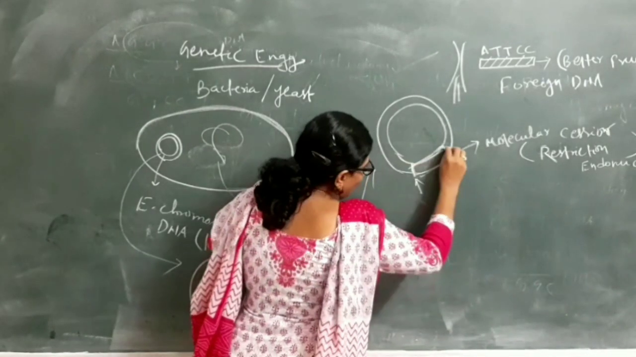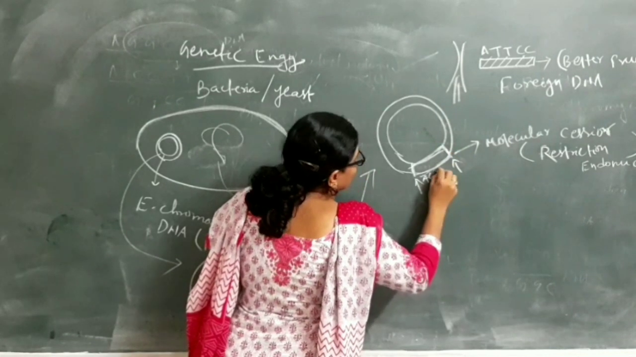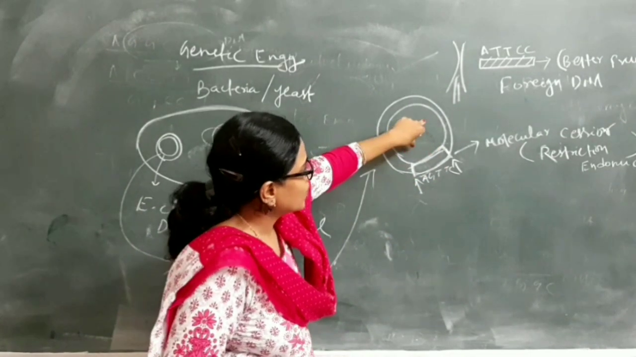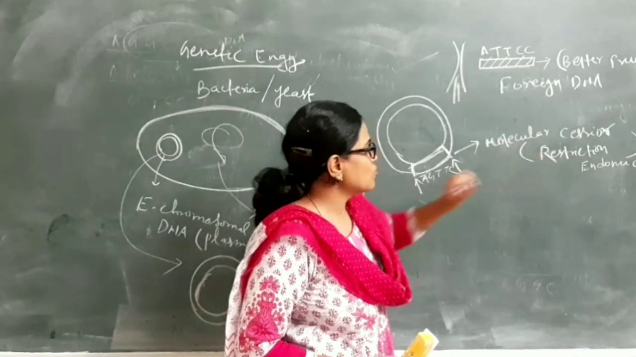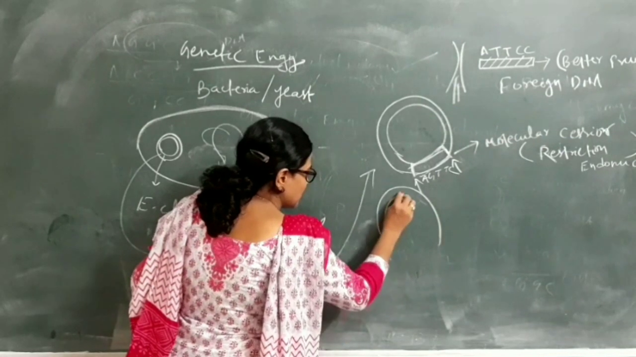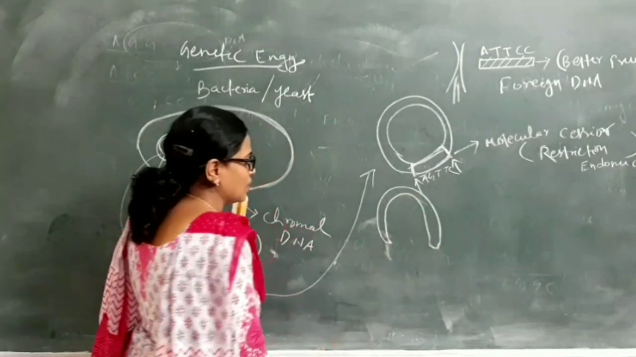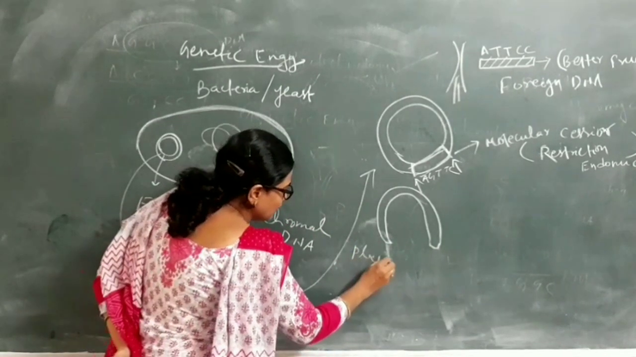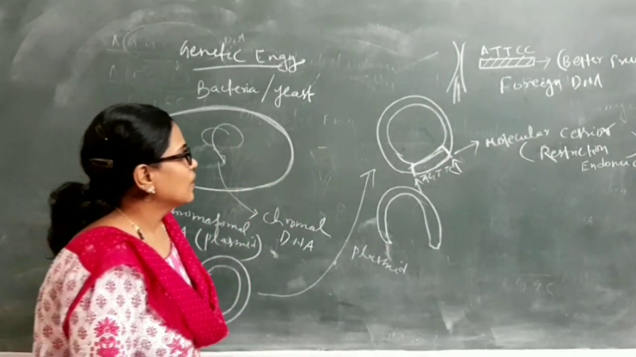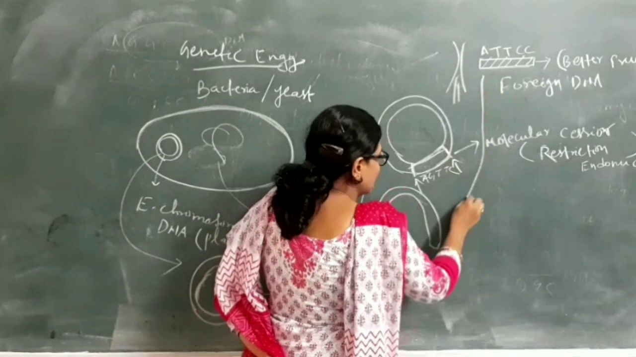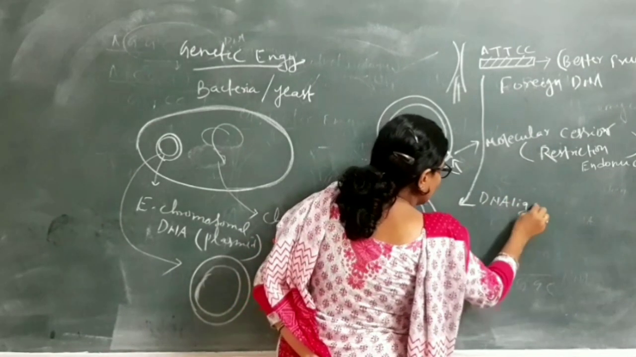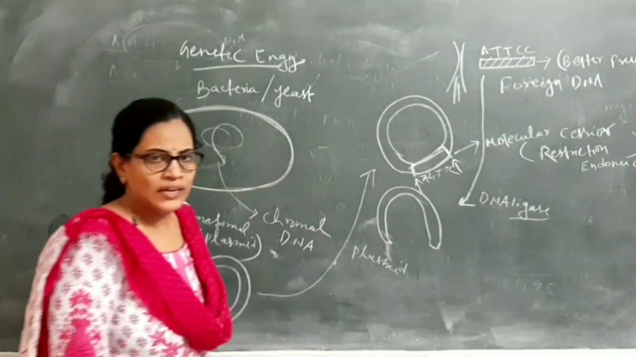We remove this 5 base pair sequence from this plasmid with the help of molecular scissors, known as restriction endonuclease. After that, the plasmid remains in this structure. This is the plasmid. When we remove this particular portion of the plasmid DNA, then we add this foreign DNA with the help of DNA ligase. Ligase means this is the glue of DNA.